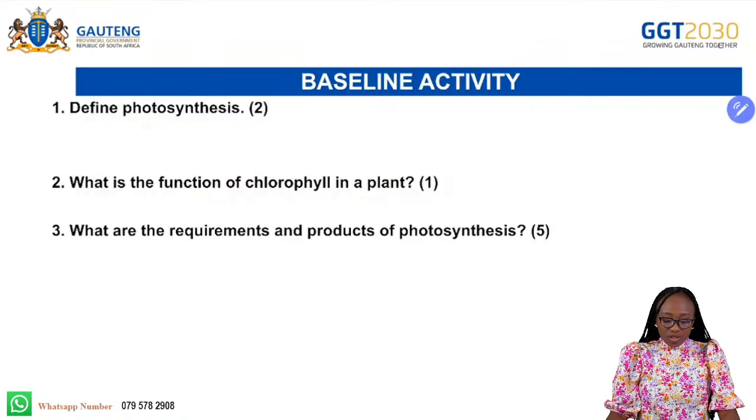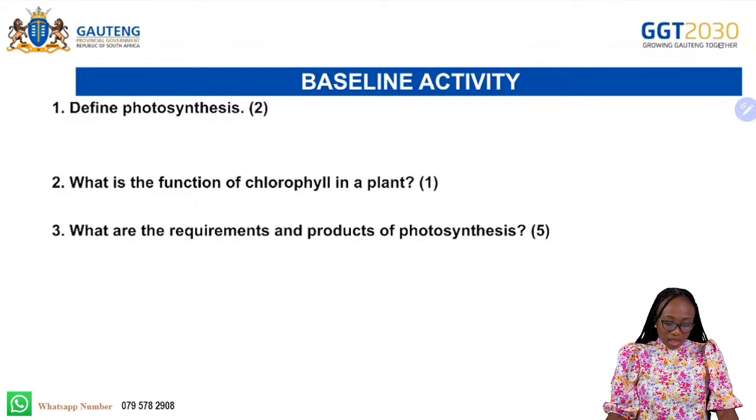Now let's move on to the baseline activity. I'm going to read out the questions for you and then give you time to answer them. So the first question reads, define photosynthesis. The second question is, what is the function of chlorophyll in a plant? The third question is, what are the requirements and products of photosynthesis? I'm giving you 5 minutes to quickly do this activity, and then after 5 minutes, we will do the solutions together. So see you after 5 minutes.